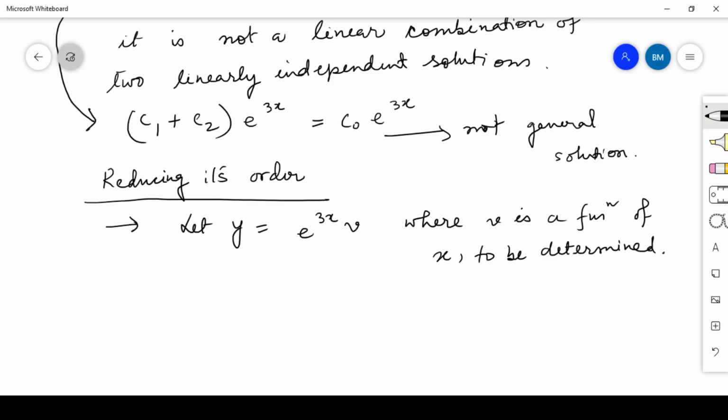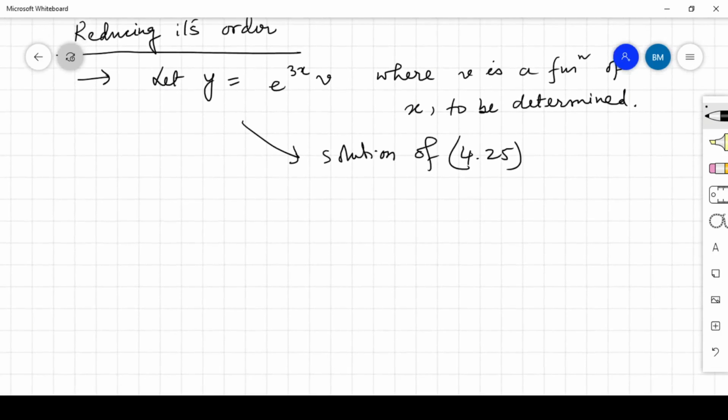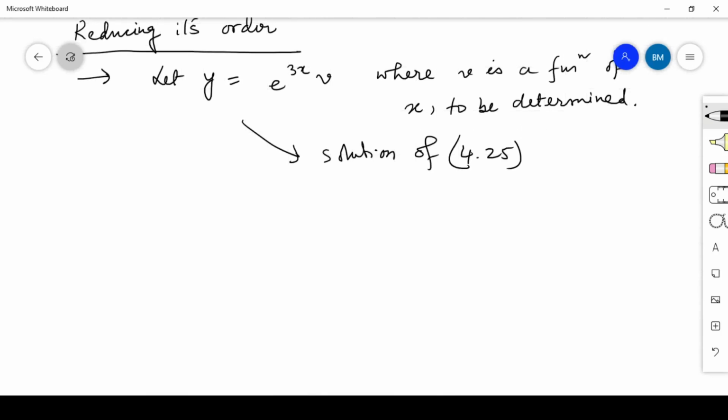Now as we are assuming that it is a solution of 4.25, so if I differentiate both sides of it, then I will get y prime.